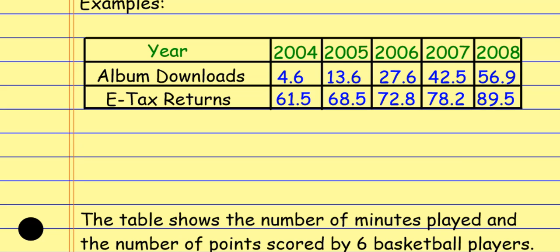When we look at this, the album downloads, as we look from 2004 to 2008, are increasing. So we have a lot more album downloads happening as the years go on. And then we look at e-tax returns, online tax returns, and we notice those are also going up. Those are increasing as time goes on. So if we compared the album downloads and the e-tax returns, they're both increasing together. So there's positive correlation there. As one goes up, the other one is also going up. And if we looked at that on a scatter plot, if they're both increasing, we would have positive correlation. And so I'm going to put positive correlation for this one.